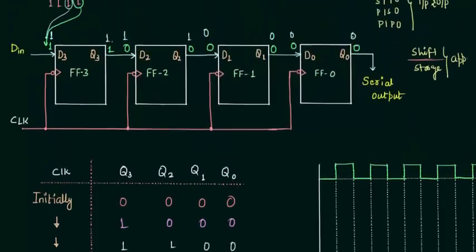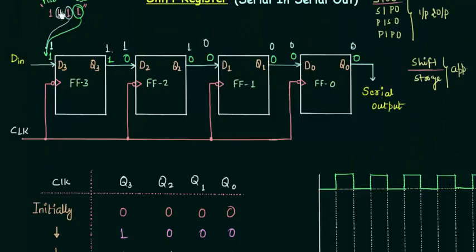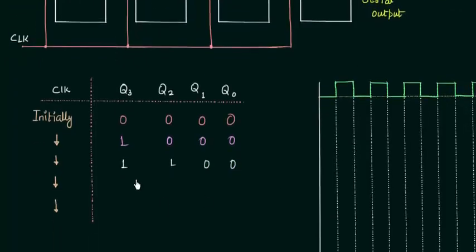In the same way, we have the input as 1. This 1 is given to D3, so we have input as 1. Q3 is 1, that's why D2 is 1. Q2 is 1, that's why D1 is 1. Q1 is 0, so D0 is 0. And we have input as 1 1 1, so the output will be 1 1 1 0.